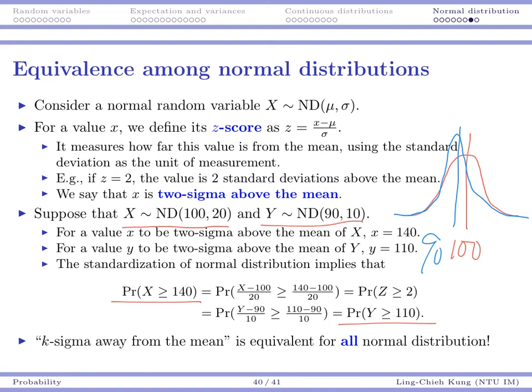So a conclusion is that if I'm asking about the probability for a normal random variable to be k sigma away from the mean, then that answer would be the same for all normal distributions. Given any normal distribution, as long as I ask you about the probability for the value to be k sigma away from the mean, the answer is the same. So that means normal distributions are in some sense all equivalent, or can be transformed from one to another.